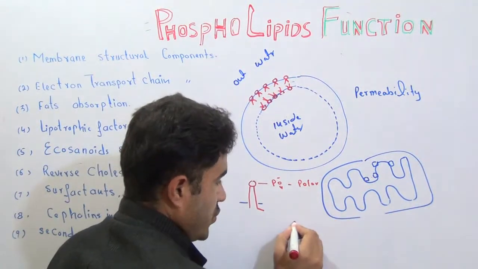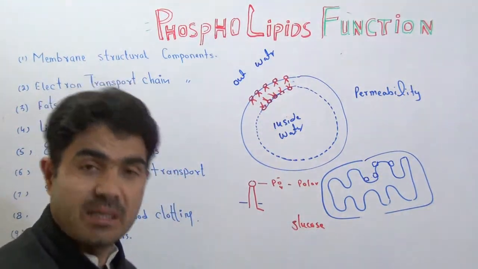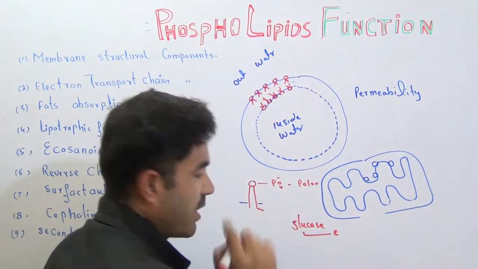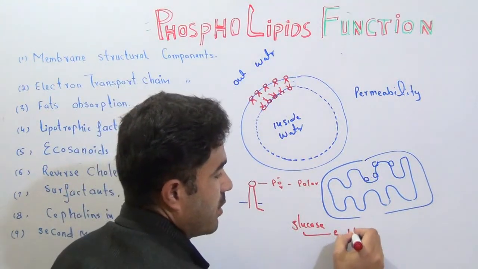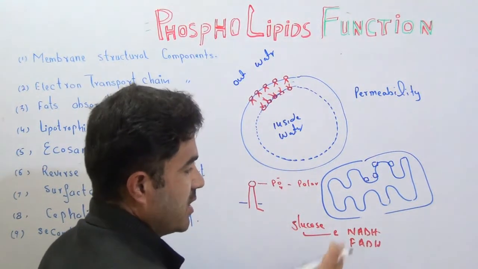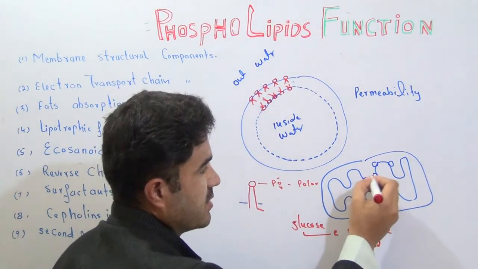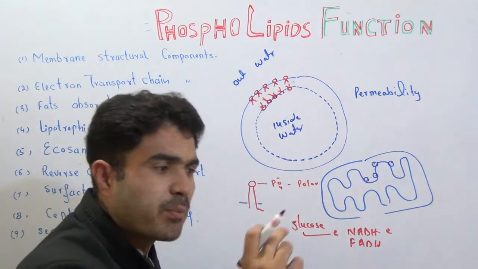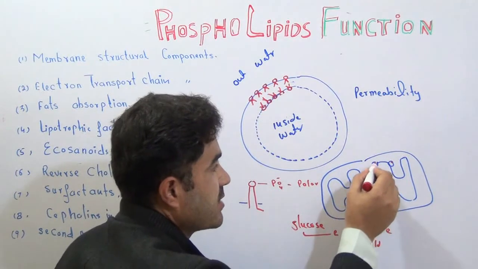There are some components on this membrane, and when glucose is broken down during a metabolic reaction, during respiration, the electrons are taken from the glucose in the form of NADH or FADH. These NADH and FADH molecules will give their electrons to these electron transport chain components, because here you will see different types of protein and lipids, a mixture of protein and lipids, and this is called the electron transport chain.